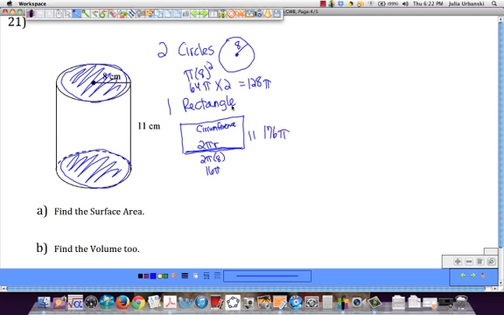Okay, those are all the pieces. Now we have to look back at the formula to figure out what they wanted. For surface area, they want us to add everything together. 128 pi, that is the bases, and then there's the rectangle, 176 pi. You add them all together, and you have 304 times pi.